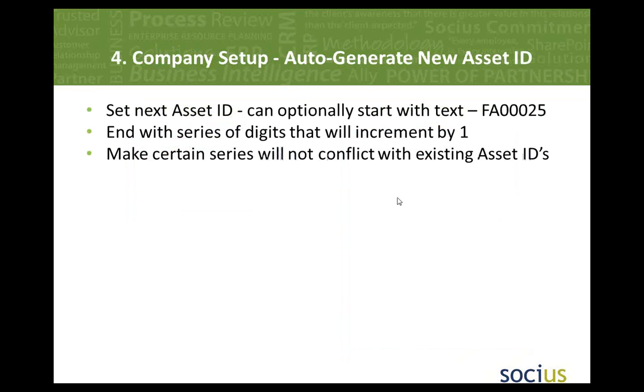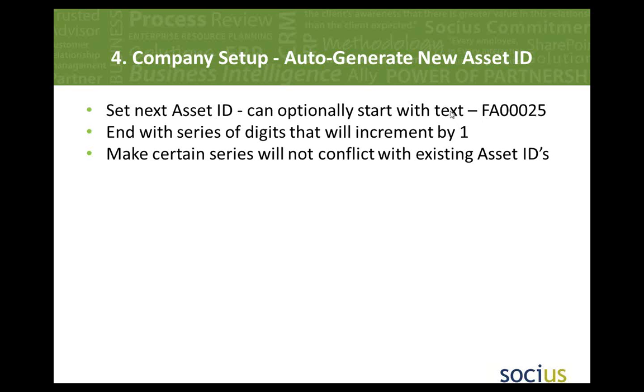So we're going to go back over to our slideshow. And I want to show you the next company setup field available. And that gives you the capability to set the next asset ID. And it will enable you to increment the asset IDs by 1. And when you set the next asset ID, you can optionally include text characters at the beginning of it, for example, FA at the beginning of your 00025.